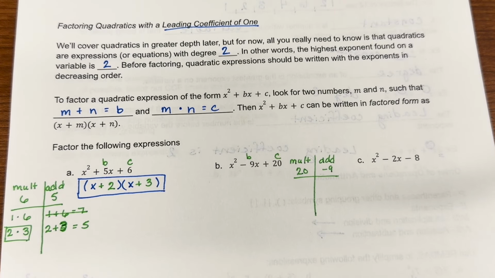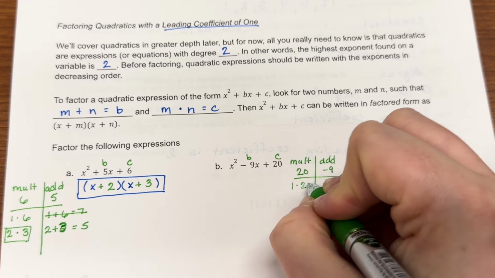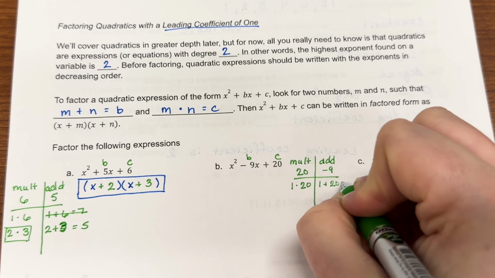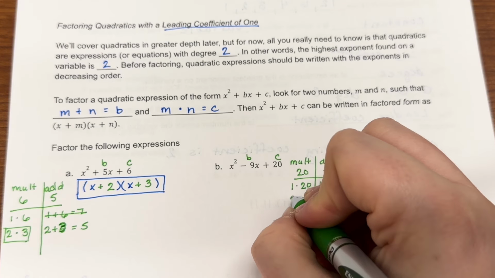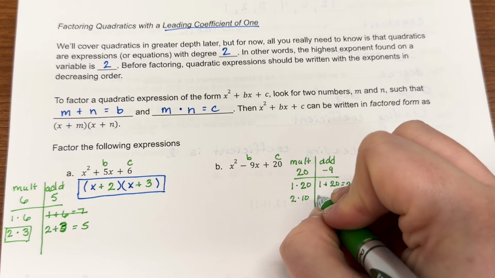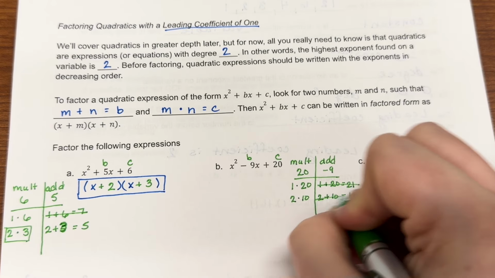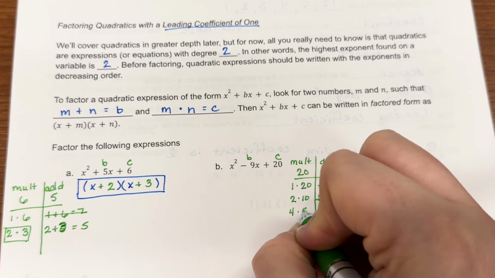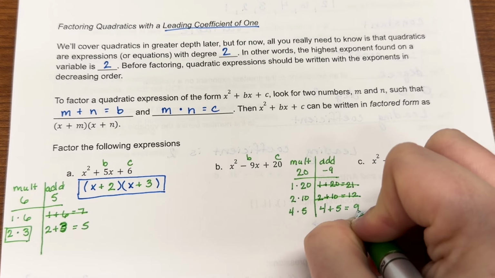All right, and we can start thinking about numbers that multiply to 20. How about 1 times 20? But that adds, 1 plus 20 gives us 21. We could have 2 times 10, but 2 plus 10 gives us 12, so that's not it. How about 4 times 5? But 4 plus 5 gives us positive 9.